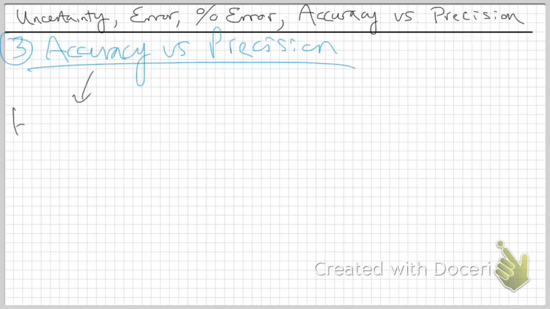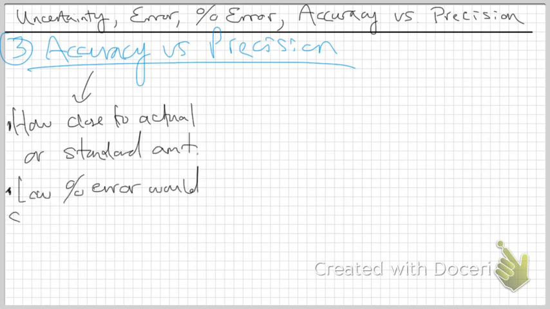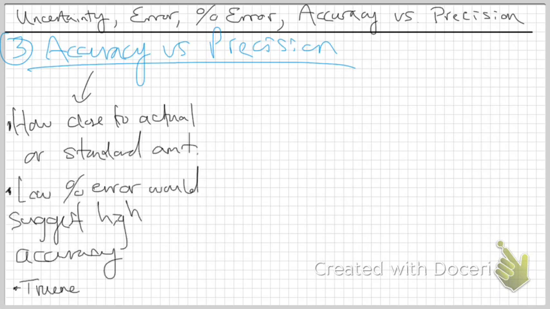Accuracy and precision, we will just say a tiny bit about this. Accuracy, mostly we can consider it how close to the actual or standard amount our number is. So if we said the actual height of the balcony is 5.3 meters, and the number I got from my lab work was 5.29 meters, we would say, wow, that's accurate. That's more accurate than 5.0 meters.